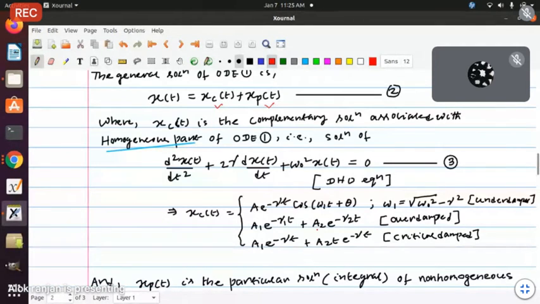Okay, so now we know the complementary solution. What is x subscript p of t? So let's see. Do remember, this is the standard procedure to solve any non-homogeneous equation. We have the complementary solution and the particular solution.